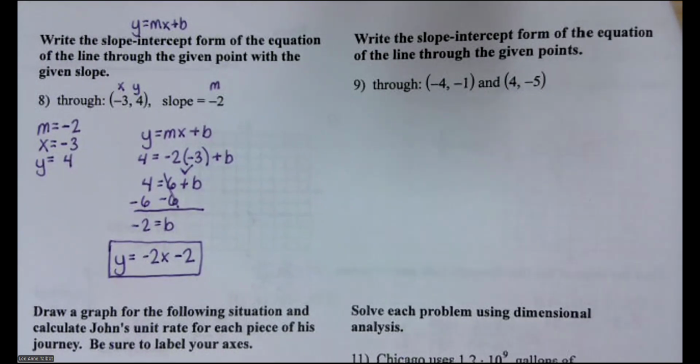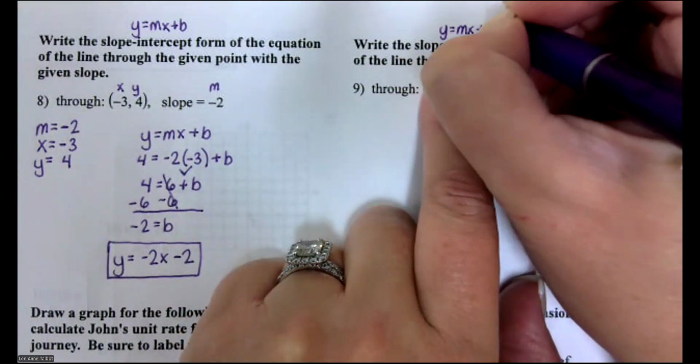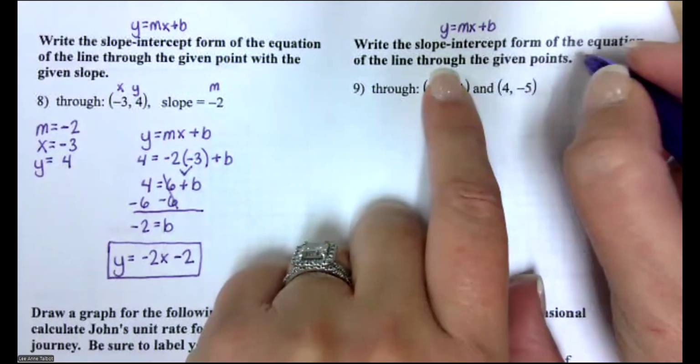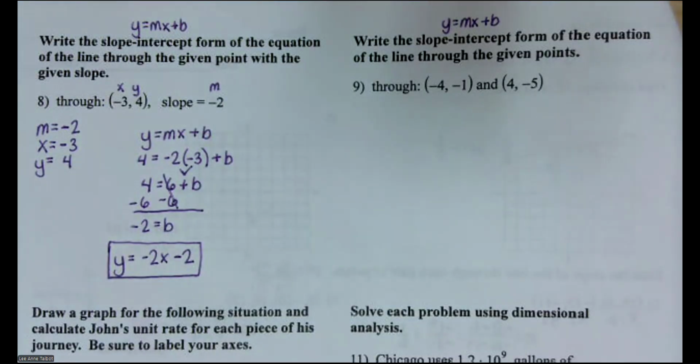Okay, number 9. Write the slope intercept form, that just means y equals mx plus b form of the equation of a line through the given points. Okay, so this one we have to do more work because we don't have the slope, so we have to find it.